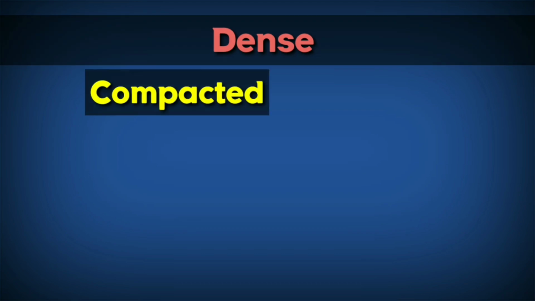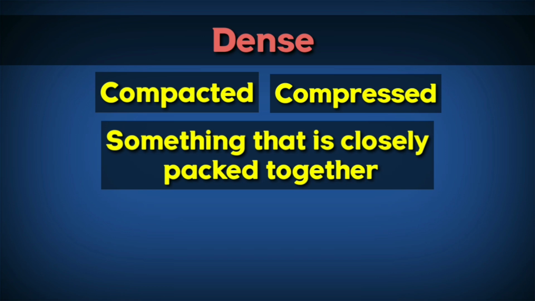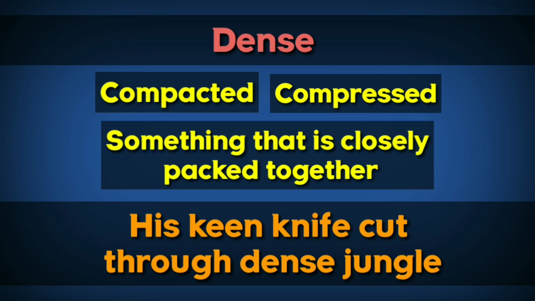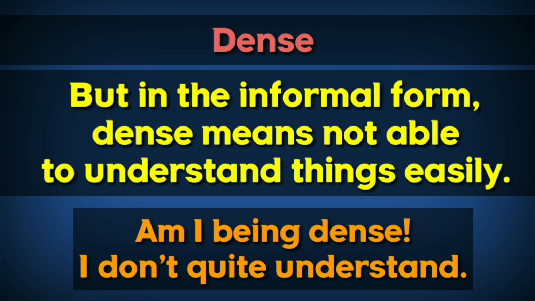Dense. Dense means compacted, compressed, or something that is closely packed together. For example, his keen knife cut through dense jungle. But in the informal form, dense means not able to understand things easily, like stupid. For example, am I being dense?